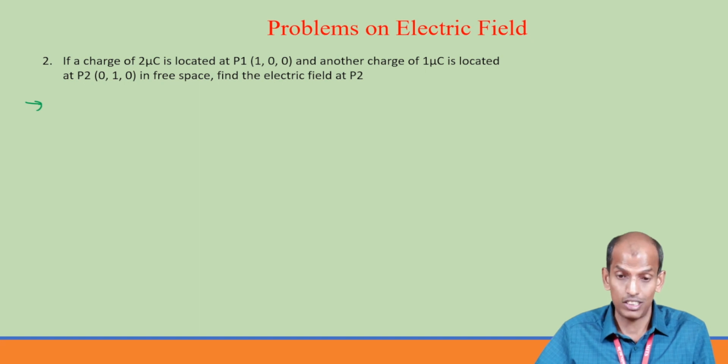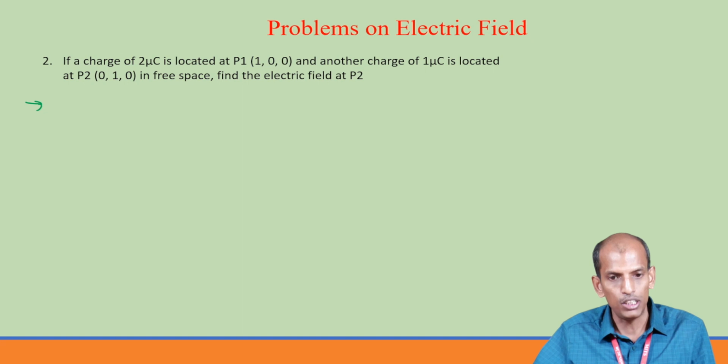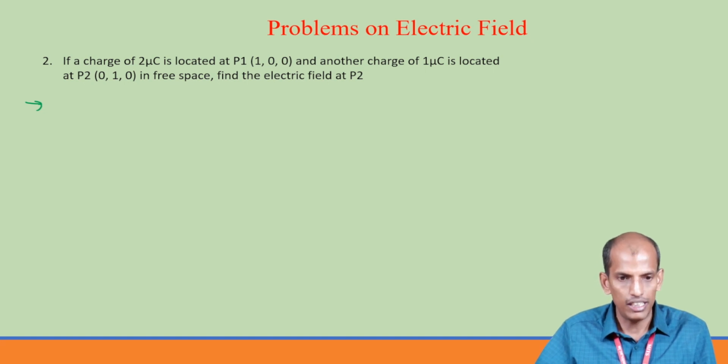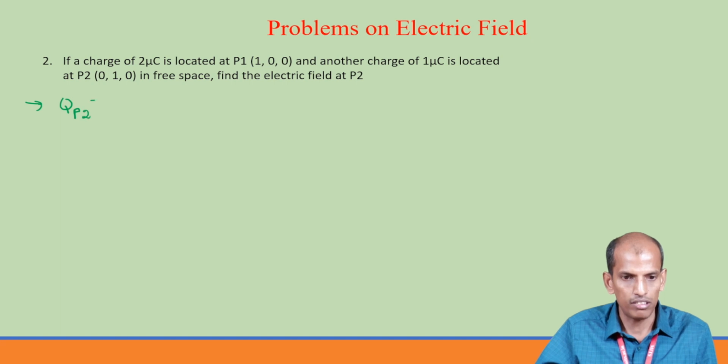This concept of the test charge I have discussed. So which one is our test charge? If a charge is located at another charge in free space, we have to find the electric field at P2. So the charge which is located at P2, that is what I will write here. One of the charges, QP2, better let us write P2.